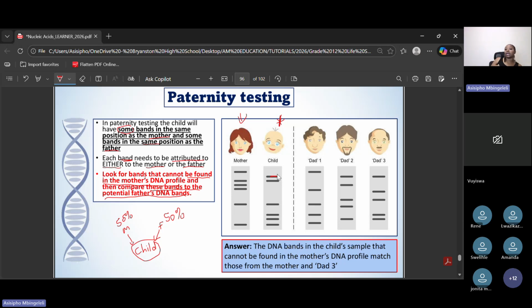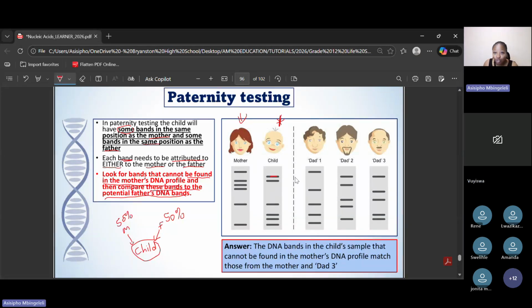So this is the band over here. Let's account for it. Where do we start? We start with the mother, always. We look for the same band in the same position from the mother first. Do we have this band in the mother? No, it's not there. It should be over here. Since it's not there in the mother, we are going to look for that band in the possible fathers.